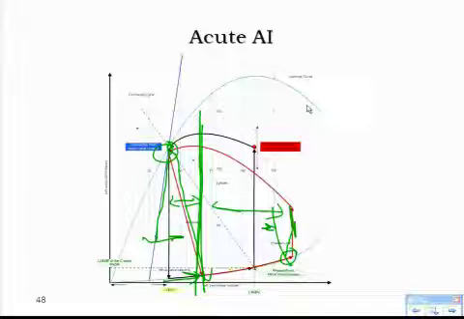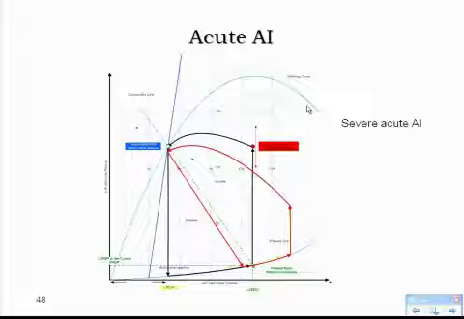Now, acute AI will not really change your compliance curve. So your compliance curve is still the same. Okay? But what happens with severe acute AI is that your curve shifts more and more and more. Okay? Because the valve becomes more and more incompetent. So you can see this angle becomes more severe. Okay?